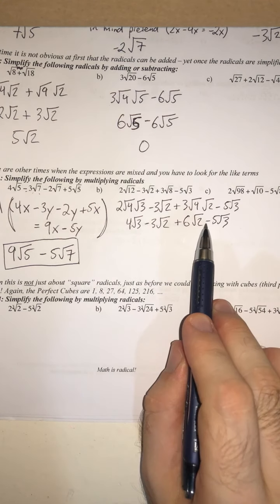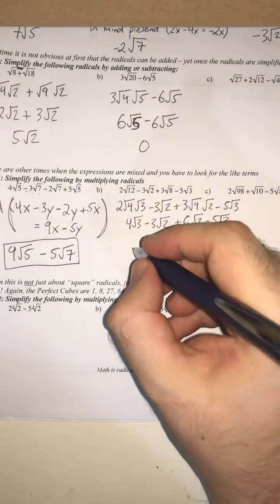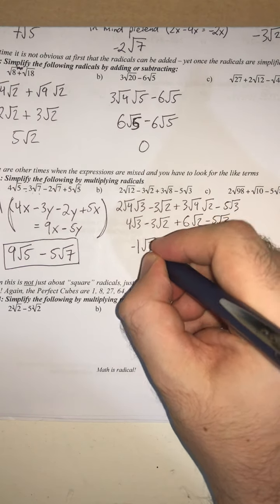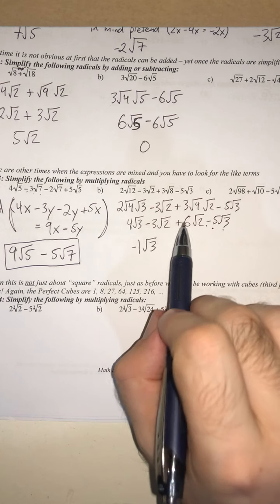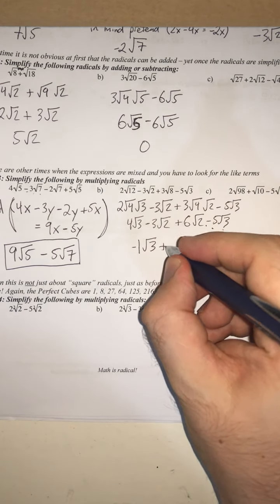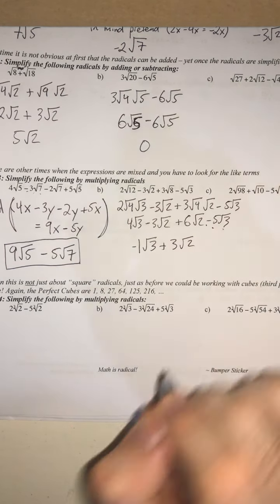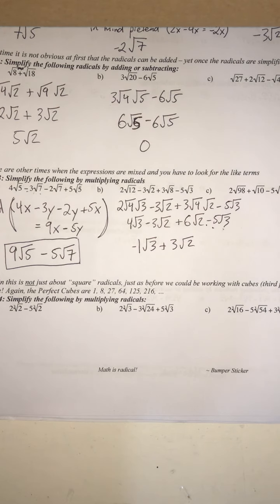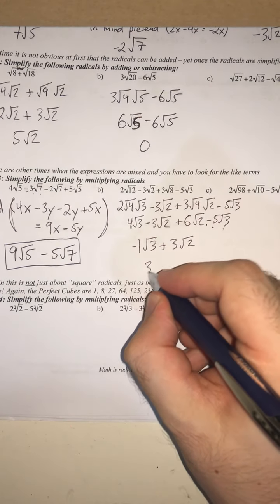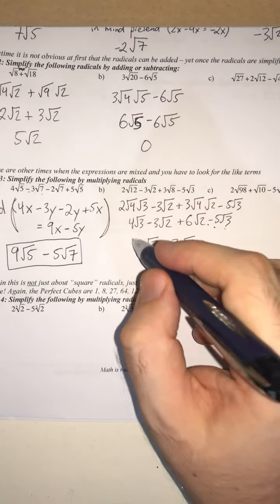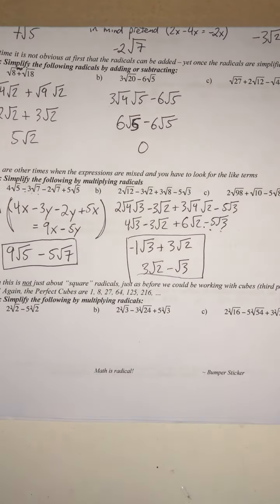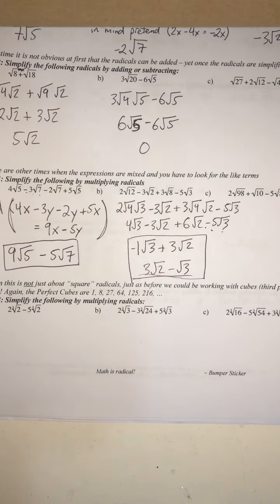4 root 3 minus 5 root 3 gives you minus 1 root 3. You don't have to put the 1. I like to put the 1. And then minus 3 root 2 plus 6 root 2 gives you plus 3 root 2. For those of you who like to, you can rearrange this through root 2 minus root 3. That looks a little bit nicer. But if you didn't, I'd still accept the other one. That's that. That's how you rearrange them. You can only combine like terms, and that's it.